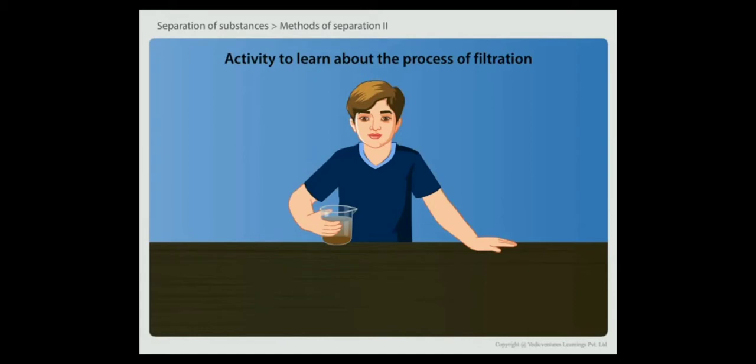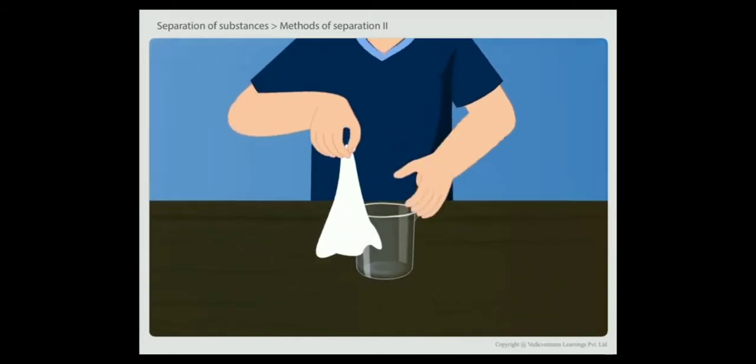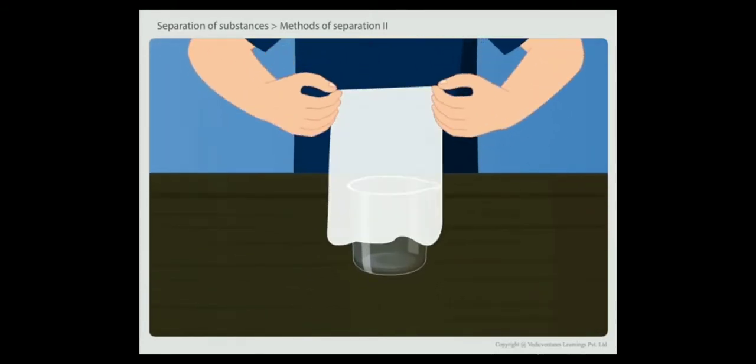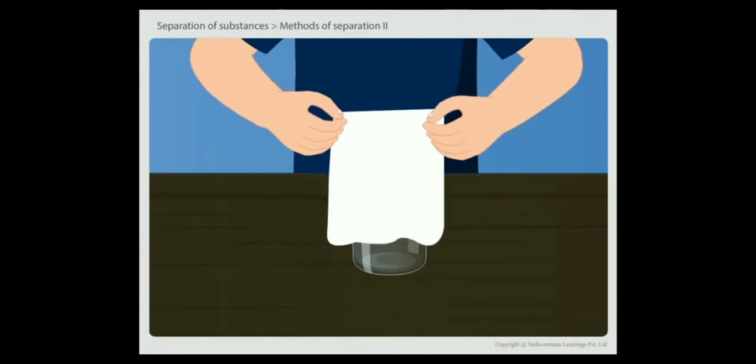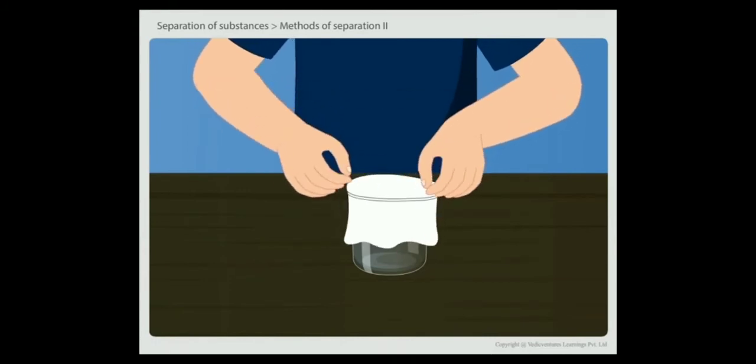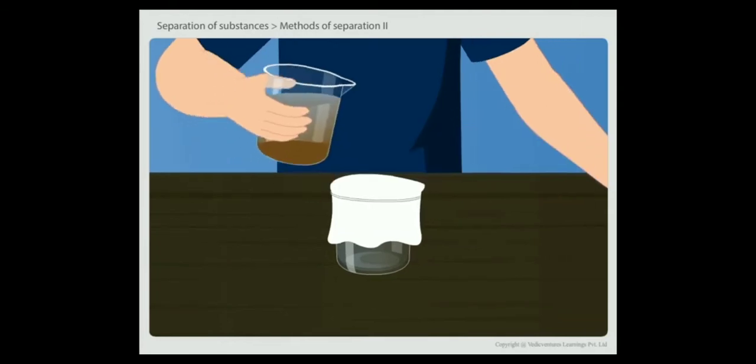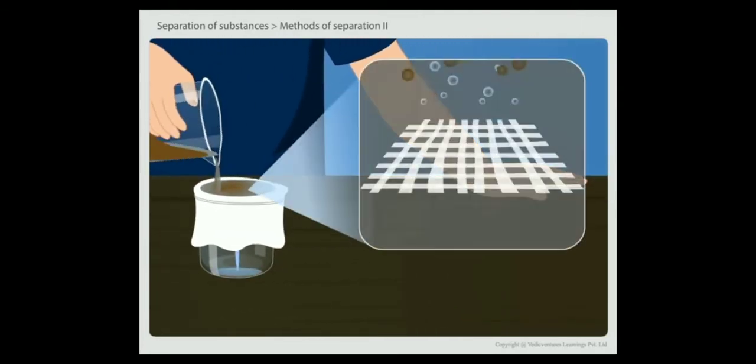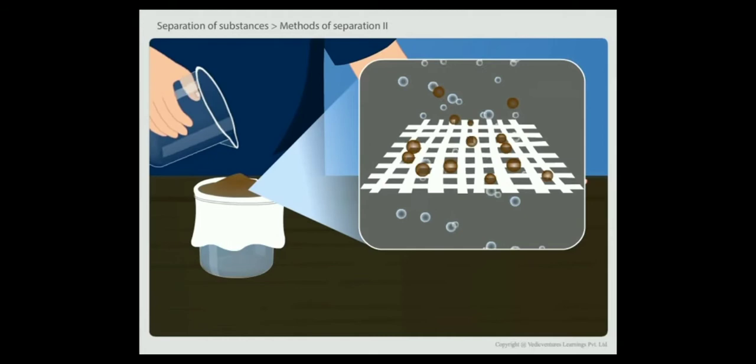Now we will see how the process of filtration is carried out with the help of a cotton cloth. The boy is holding a mixture of insoluble solids and water. He is taking a fresh beaker whose mouth is covered with a cotton cloth. Now he is pouring the mixture onto it.